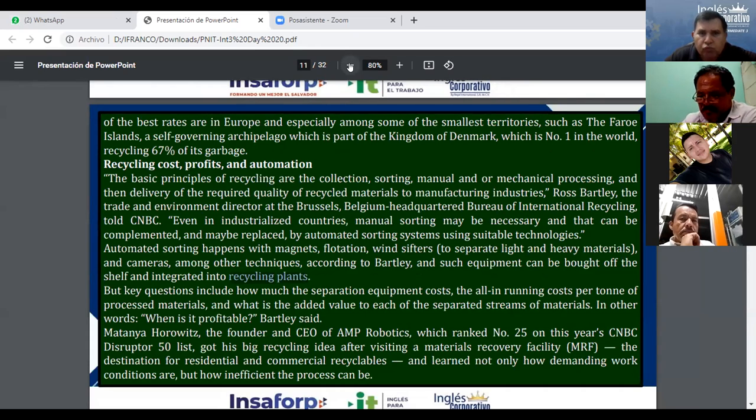even in industrialized countries, manual sorting may be necessary, and that can be the complement and may be replaced by an automatic sorting system using suitable technology. Automatic sorting happens with magnets, light projectors, heavy materials, and cameras, among other techniques, that can be both off the shelf and integrated into a recycling plant.